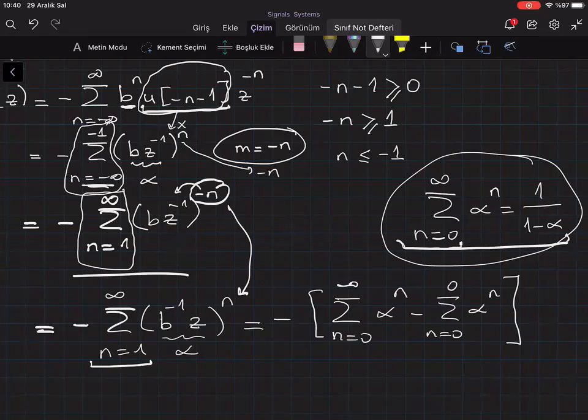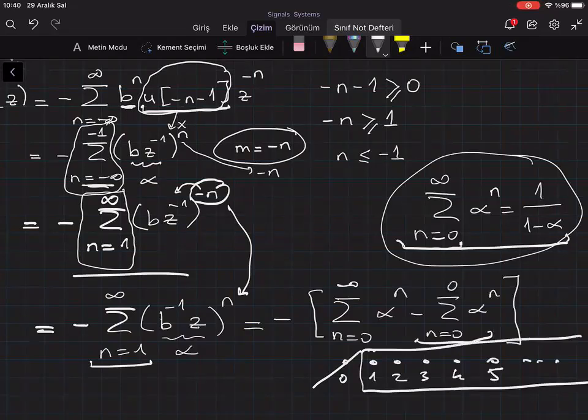Understand, arkadaşlar? Now here I have 0, 1, 2, 3, 4, 5. Here I'm saying 0 is gone. What am I left with? I'm left with 1 to infinity then. What is the n equals 0 term? Alpha to the power 0. What is it? 1. This part is going to be 1.